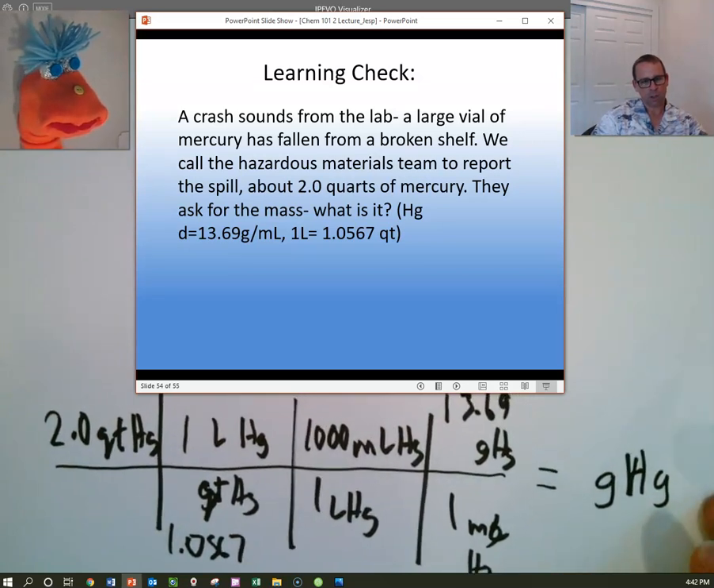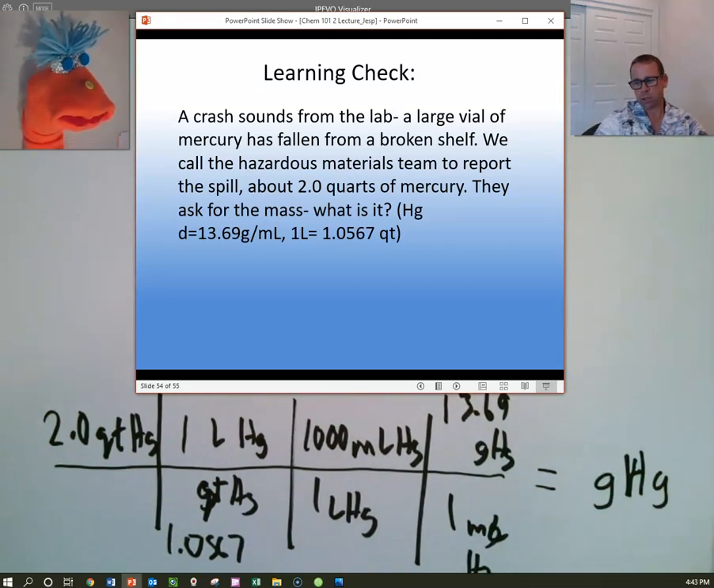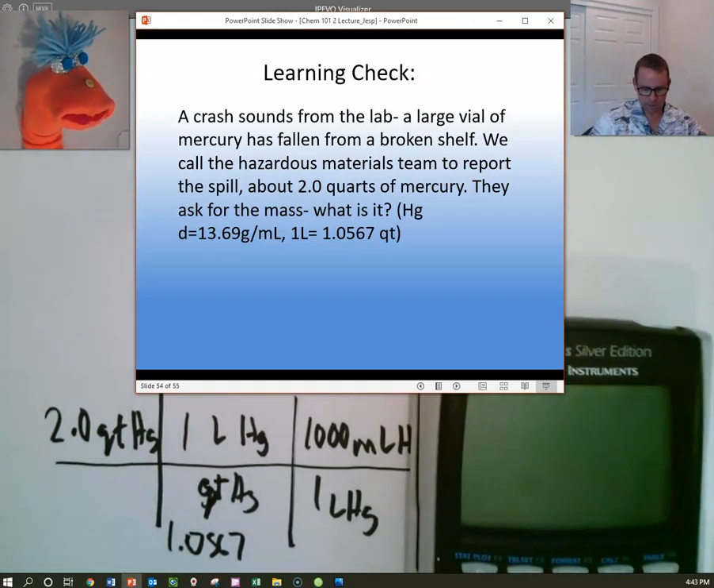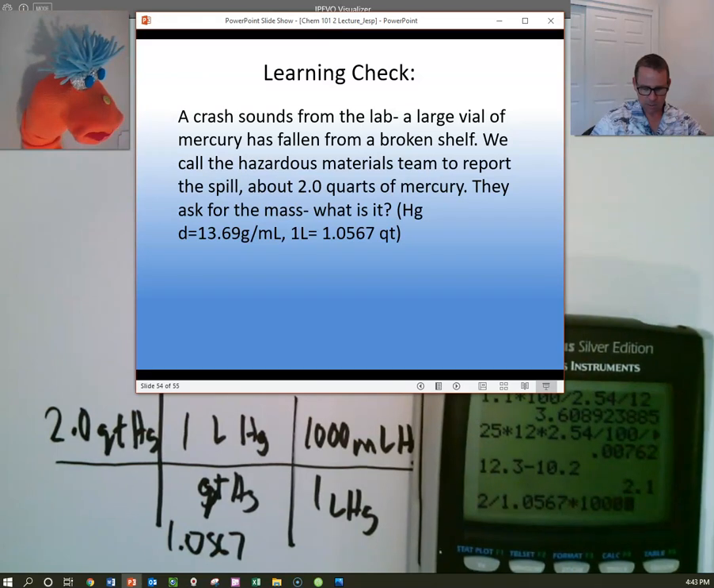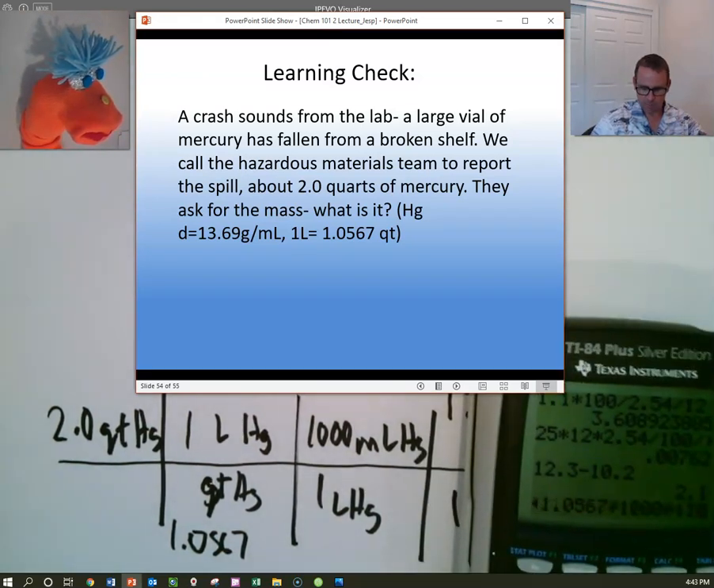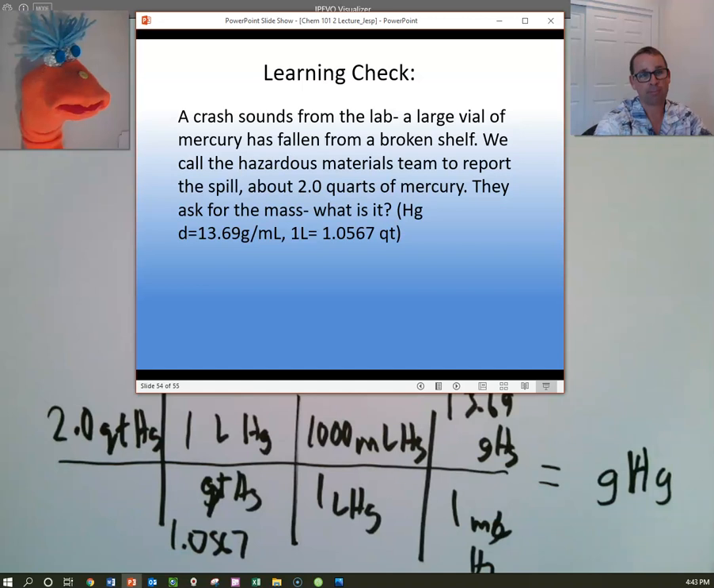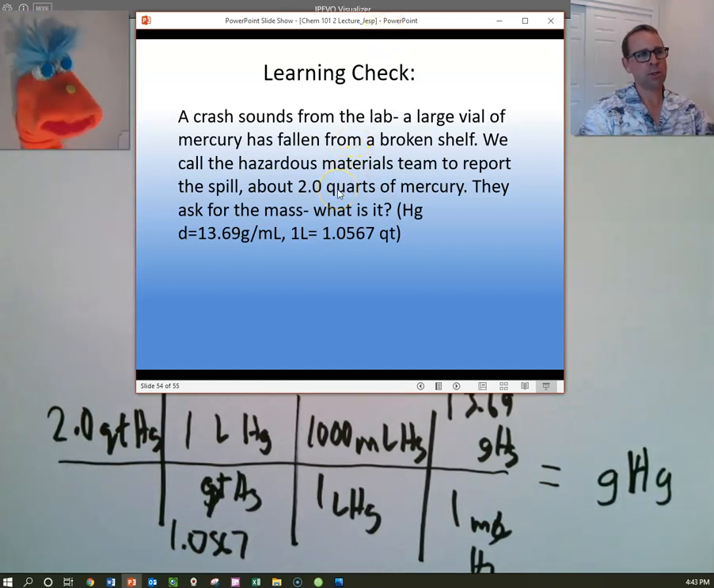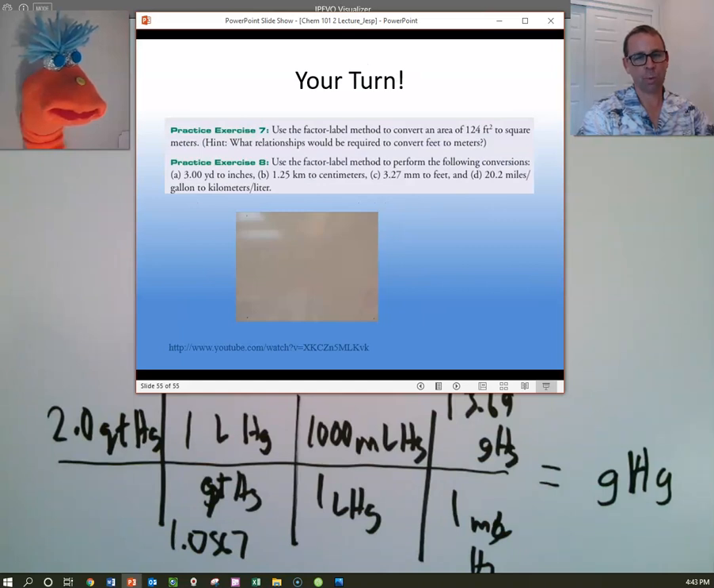All right, very good. So if you take the calculator, 2 times 1,000 times 13.69 divided by our 1.0567, we should get our answer, which is going to be a pretty big number, right? Let's see what we get. 2 divided by 1.0567 times 1,000 times 13.69. 25,900? Yeah. How many significant digits? We started with 2, so 2. So 26,000 grams of mercury on the ground. Okay. Absolutely wonderful job. Well done.